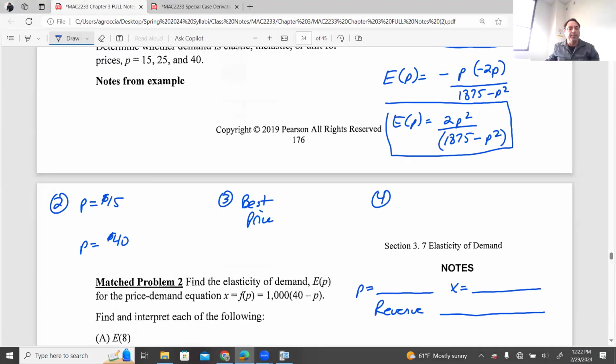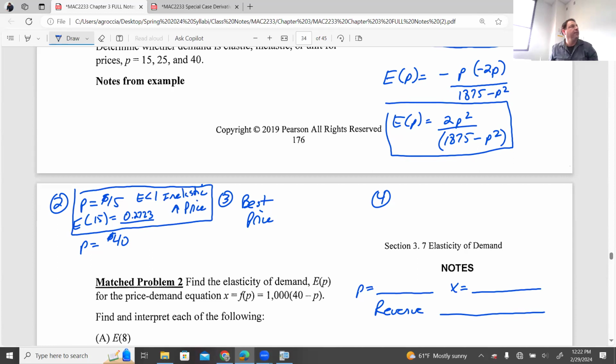So when we plug 15 into our equation, we get 0.2727. Notice that E is less than 1. That is called inelastic. And what's the advice? Raise the price. So bottom line, $15 for our board game is too cheap. Why is it too cheap? Elasticity is less than 1. Less than 1 means inelastic. Inelastic translates to raise the price.